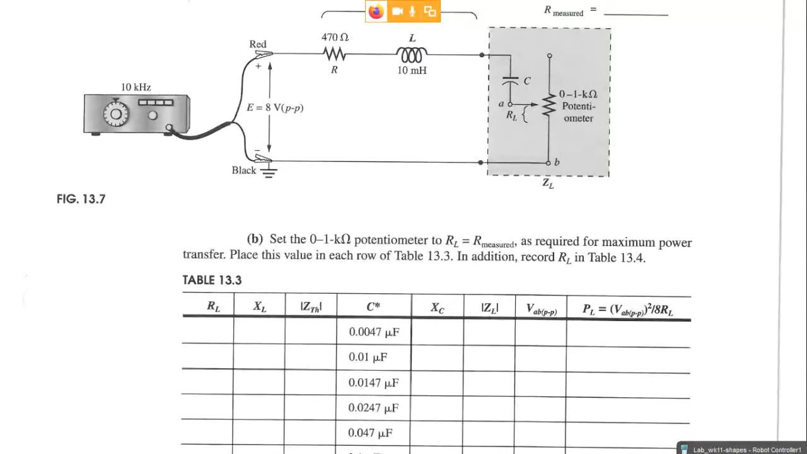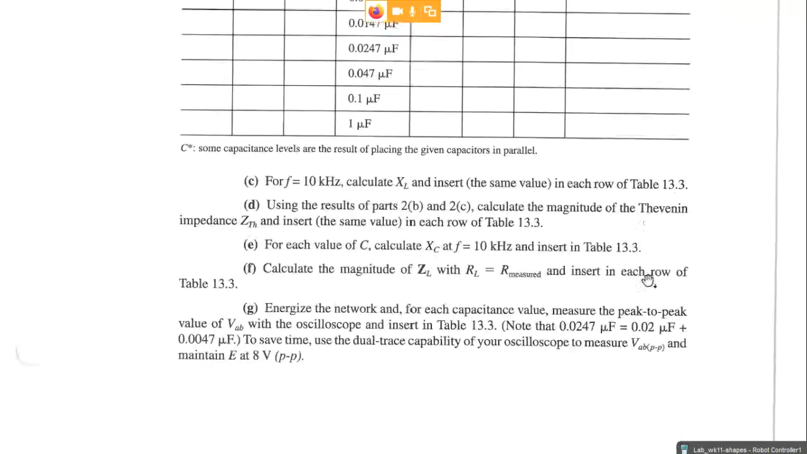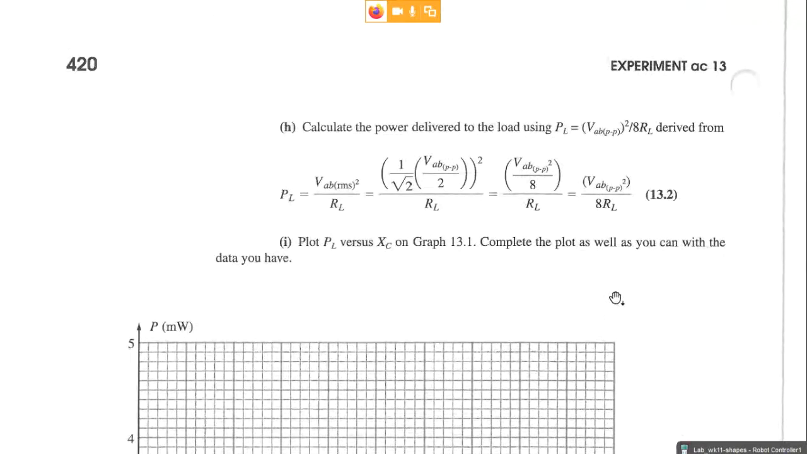I don't remember. And I remember the last time I taught this class and I looked at that, I had to sit there and think about where this 8 comes from. So notice here they've got V squared divided by 8 times the resistance. Well, where does that come from? Well, he gives you that in this equation right here, equation 13.2.